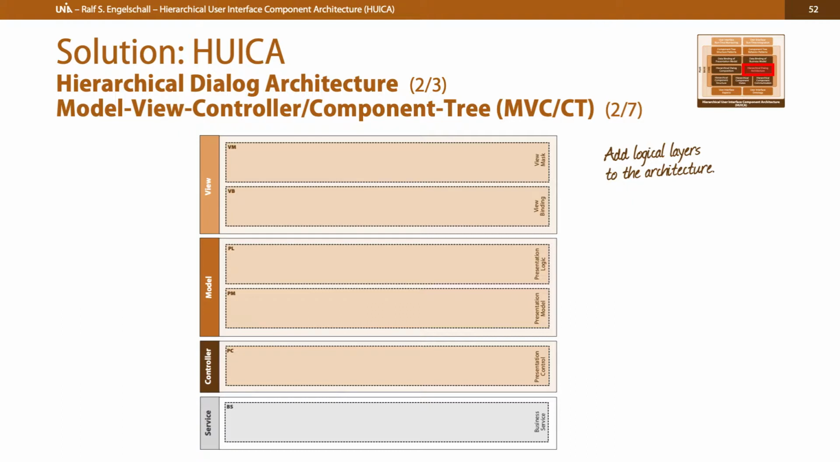In the next step, we add logical layers to the architecture. The view component gets the two logical layers, view mask and view binding. The model component gets the two logical layers, presentation logic and presentation model. And the controller consists of a single logical layer, the presentation control. And the service component gets the business service logic layer.